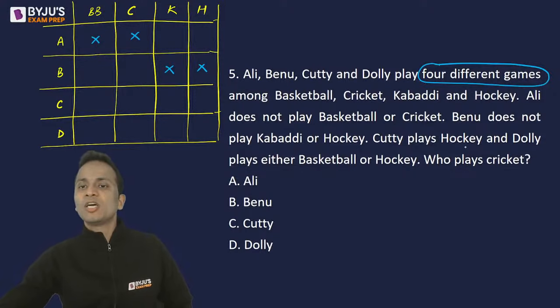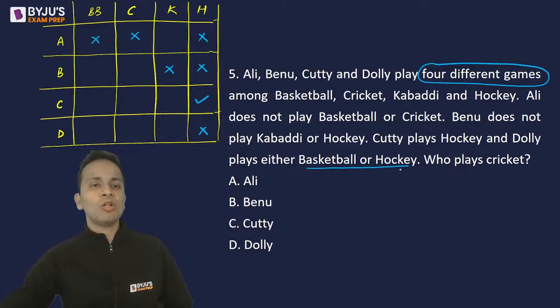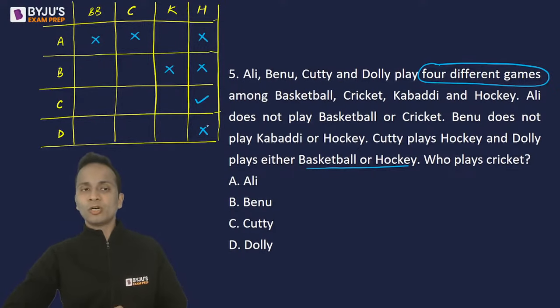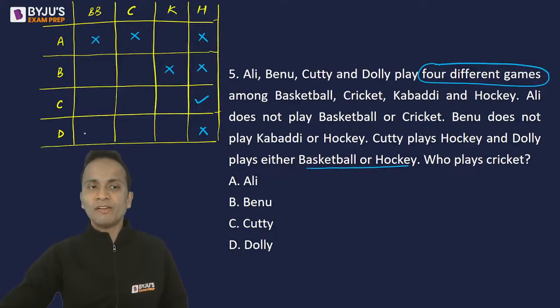Kutti plays hockey. So if Kutti plays hockey, no other person will play hockey. And Dolly plays either basketball or hockey. Now Dolly cannot play hockey because Kutti plays hockey. So there is only one sport left for Dolly, that is basketball.